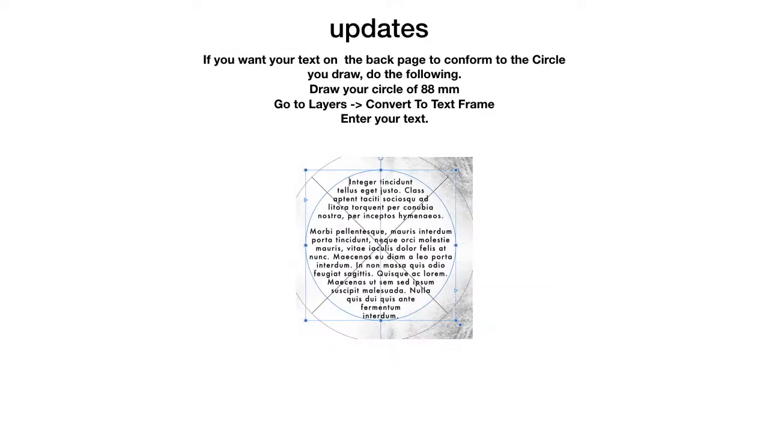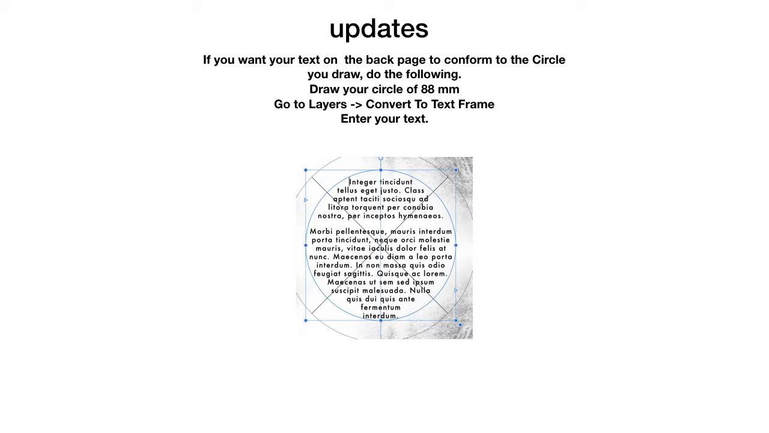This is just a quick update. It's been drawn to my attention that the square box on the back of the cover may look a little bit better if it was done as a circular text box where the text conforms to the edge of the circle. So if you want your text on the back page to conform to the circle you'll draw, do the following.